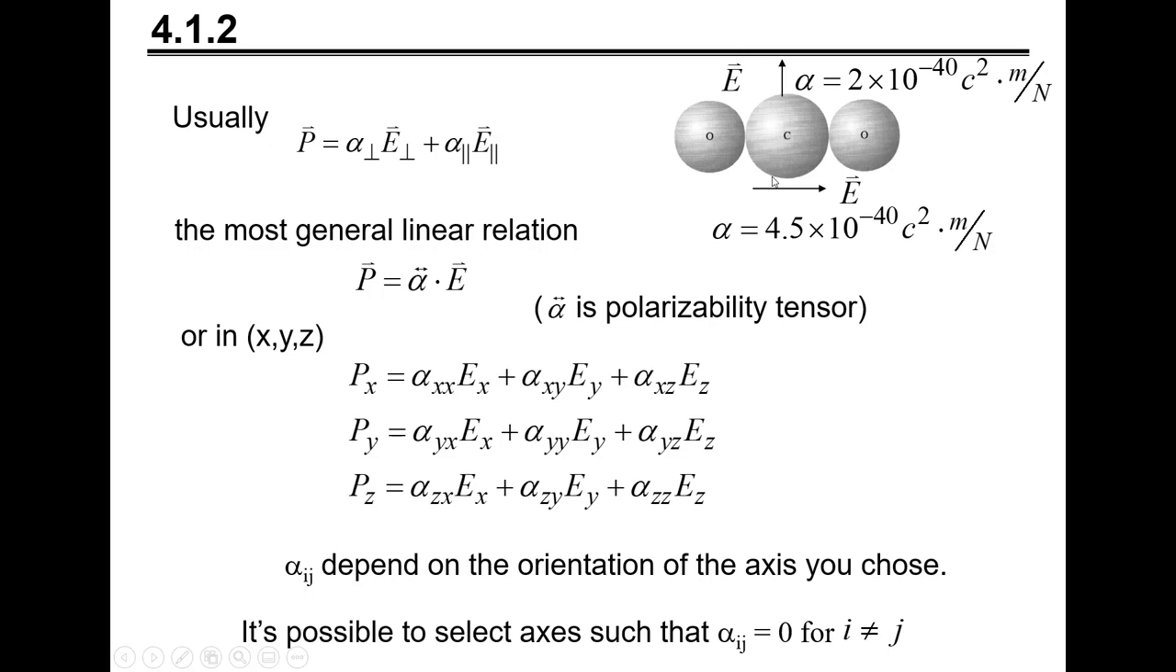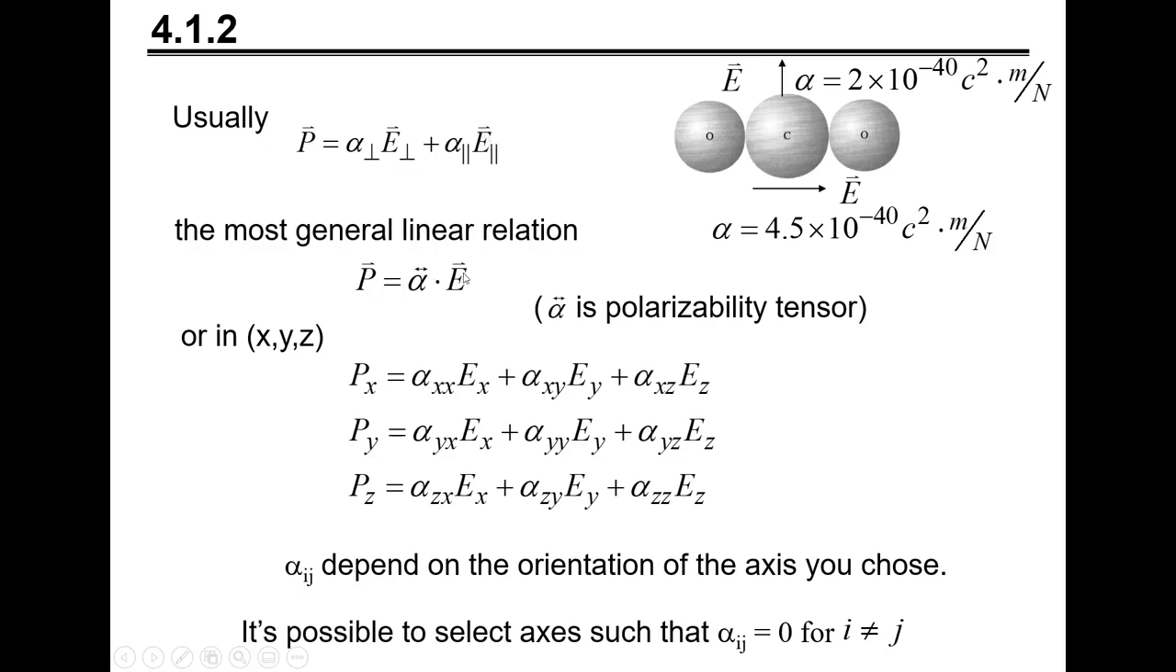Now, when the field is at some angle to the axis, we must resolve it into parallel and perpendicular components and multiply each by the appropriate polarizability according to this equation. So you have P is equal to the perpendicular component of alpha multiplied by the perpendicular component of the electric field plus alpha parallel multiplied by the electric field parallel.